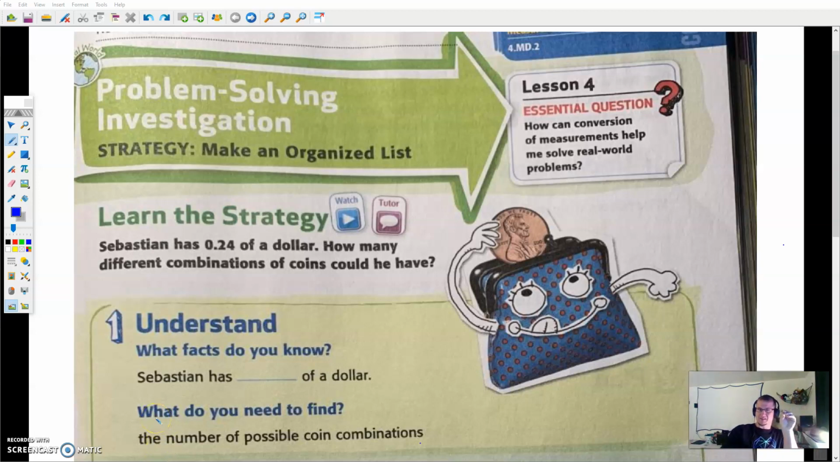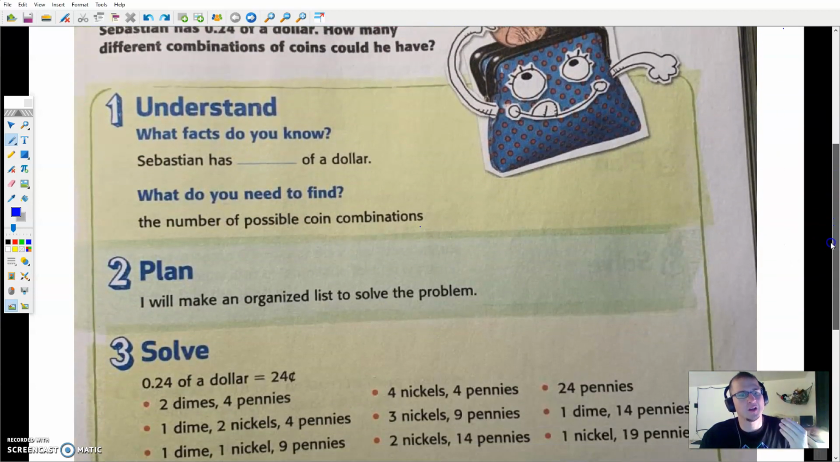Sebastian has 0.24 of a dollar, so 0 and 24 hundredths of a dollar. How many different combinations of coins can he have? So we're going to start by answering our standard questions for any kind of problem solving. What do we know? What are the facts? And the facts are simply that Sebastian has 0.24 of a dollar. And then we are trying to find the number of possible coin combinations.